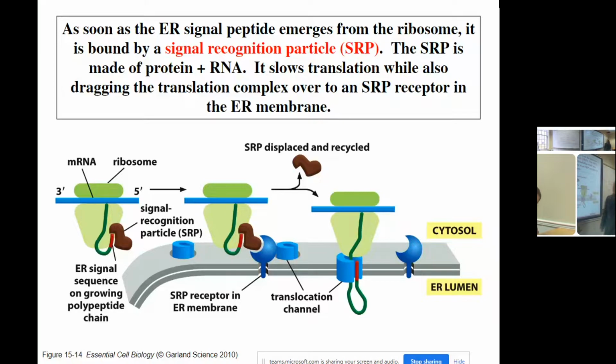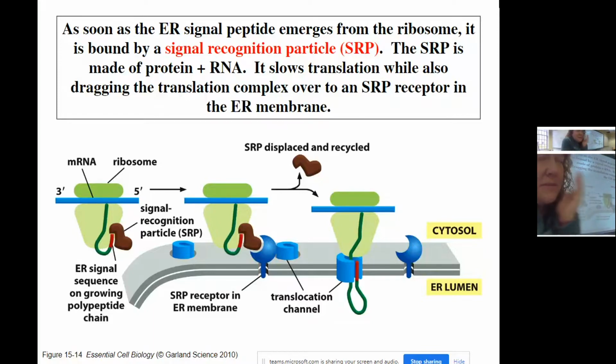SRP receptor does not bind just SRP, and it does not bind just the ER signal sequence. It binds the combo of them together. And that binding event ends up dragging the ribosome to the ER. So the ribosome, as it is still working, as it is still translating, gets dragged over to the ER by this combo binding event.